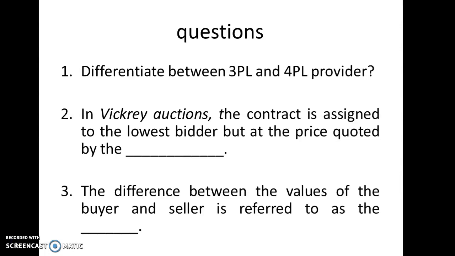The second question is: in Vickrey auctions, the contract is assigned to the lowest bidder but at the price quoted by the dash. The answer is second lowest bidder. We already discussed this concept is applied to safeguard the lowest bidder in terms of price. Third question: the difference between values of the buyer and seller is referred to as the dash. The answer is bargaining surplus.